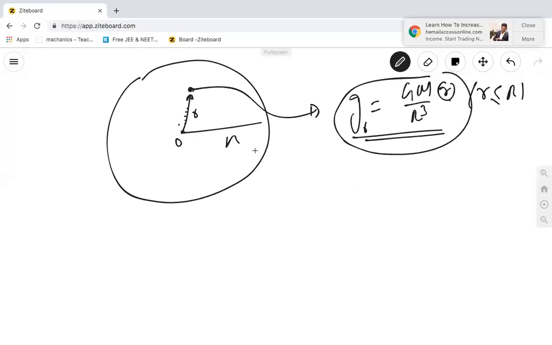So here the acceleration due to gravity is a function of small r. If small r is larger, the acceleration due to gravity is larger. The radius of the earth is constant, so it's a function of small r. If you get down to the center, small r is 0, so the acceleration due to gravity is 0. I will write: acceleration due to gravity is 0 at the center of the earth.